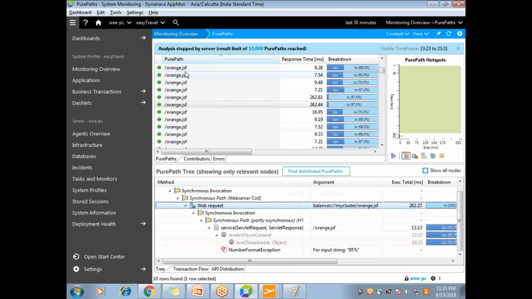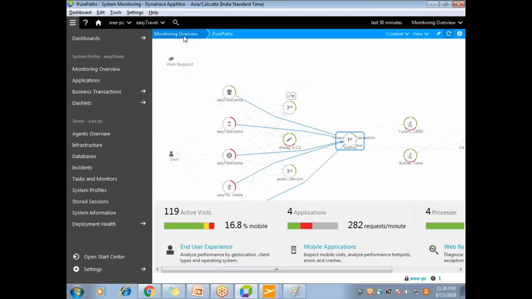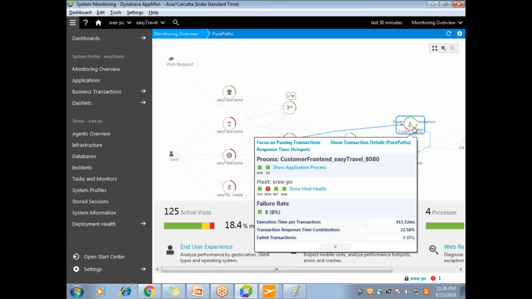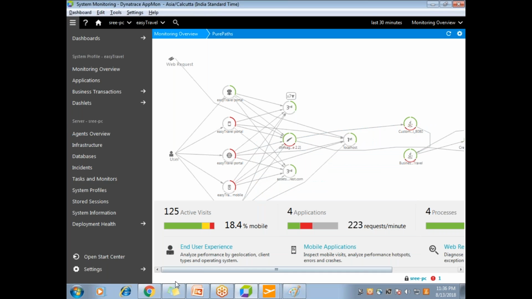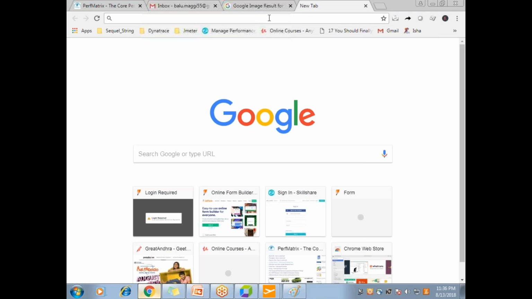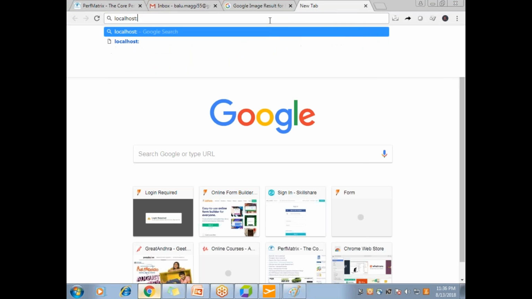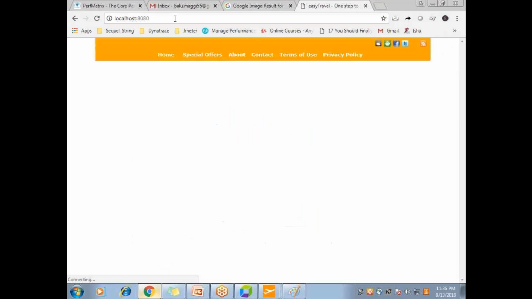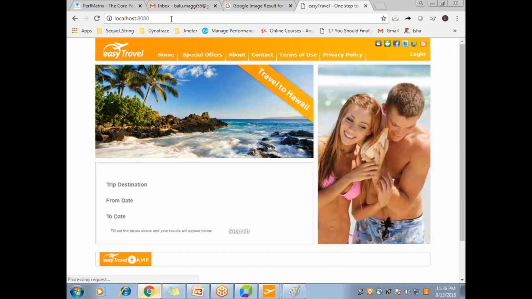Let me quickly see orange.jsf. So what is this IP address? This is the one we are looking into, right? It is localhost, 8080, and JSF. Let me search that. This is on the localhost itself, localhost 8080, right? It will show you the server. Wonderful, the application has opened.